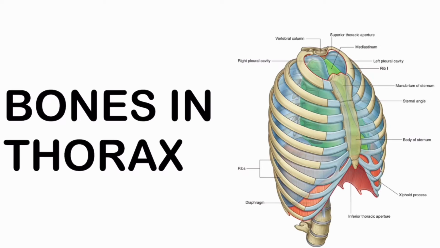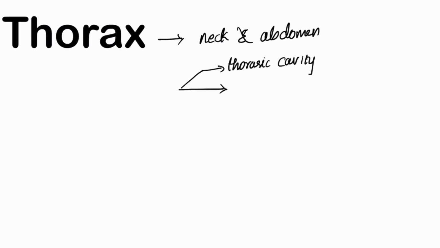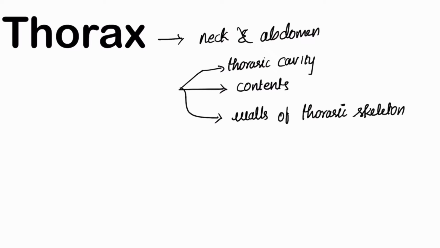Hello everyone, our topic for today is the bones in thorax. First, let us discuss what the thorax is. Thorax is an area between the neck and the abdomen. It contains the thoracic cavity and its contents and also the walls of the thoracic skeleton. These walls of the thoracic skeleton protect the thoracic viscera and the abdominal organs.